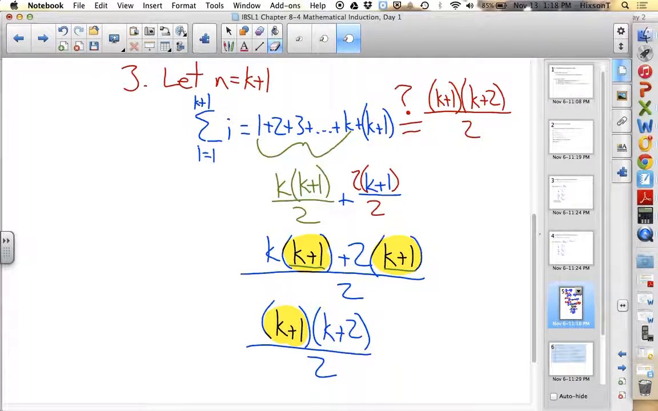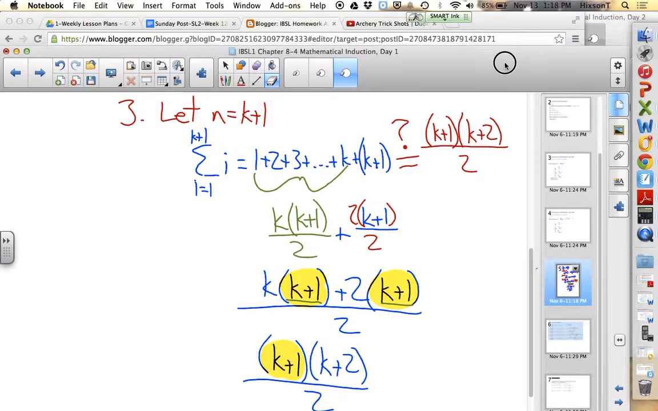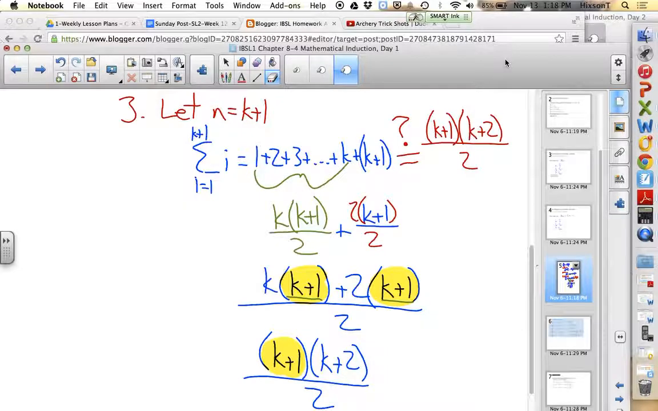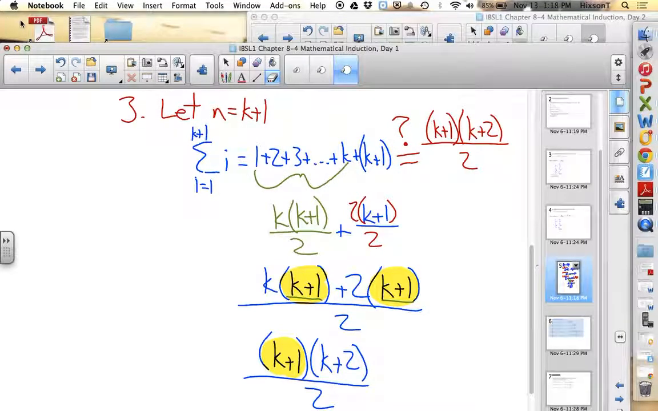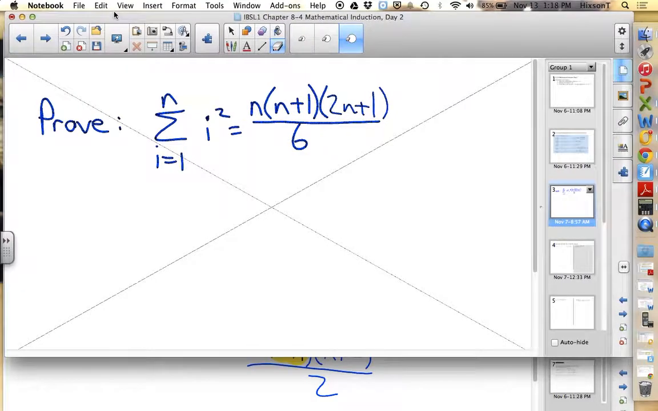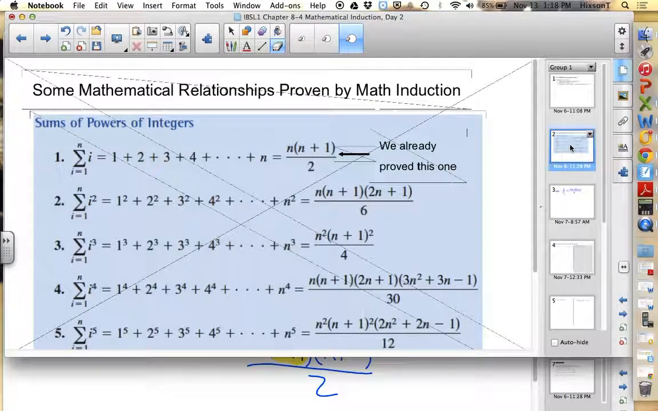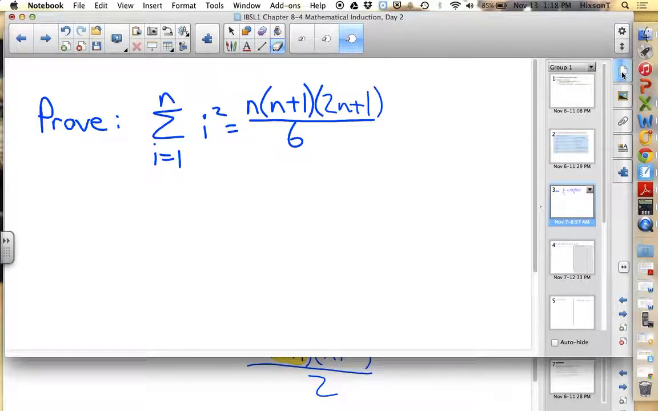You do another one by yourself. Yes, we're gonna do another one. We're gonna do a few more. Will they all be the same format? Yes, that's the nice thing about math induction, it gives you the same process every time.